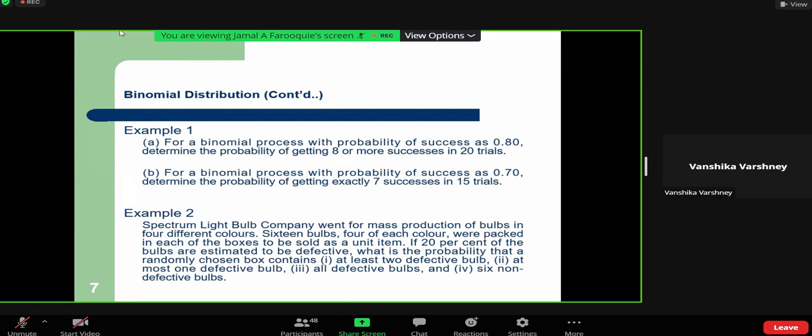Yes, sir. I'm asking how will you translate this into R? At most one defective bulb. How will you write this in the form of R? R less than or equal to 1. At most 1 can be there, so either 0 or 1. Okay, but how will you write it? R what? Greater than, equal, less, what? R less than or equal to 1.